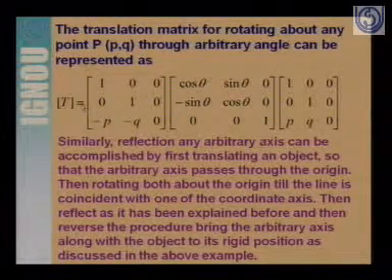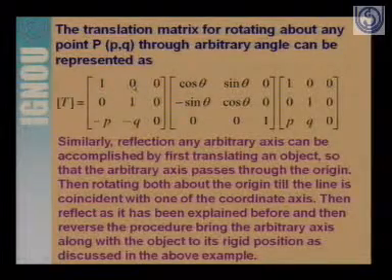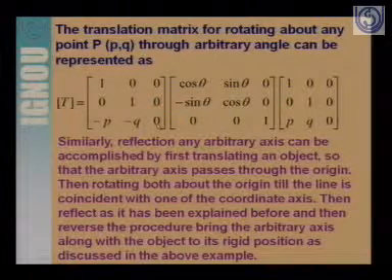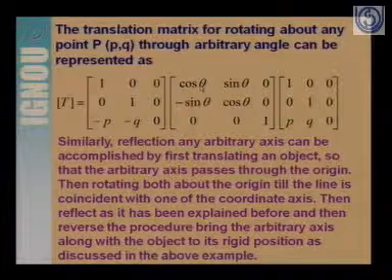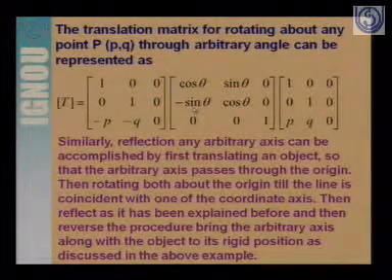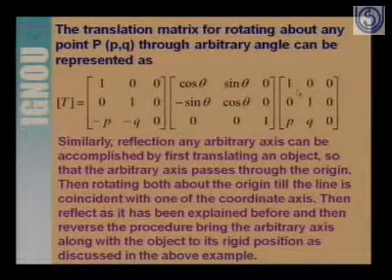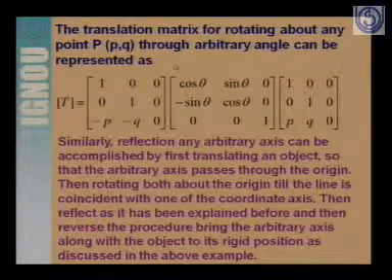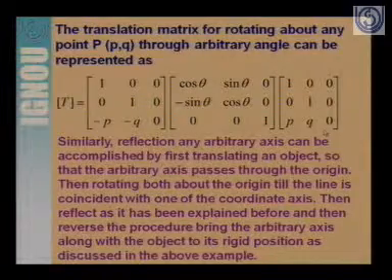So here the final transformation matrix T will be equal to 1, 0, 0, 0, 1, 0, minus P, minus Q, 0, then cos theta, sin theta, 0, minus sin theta, cos theta, 0, 0, 0, 1, because here we are rotating with an angle theta. And we are bringing back the object to the original point (P, Q), so the third transformation matrix is 1, 0, 0, 0, 1, 0, P, Q, 0.